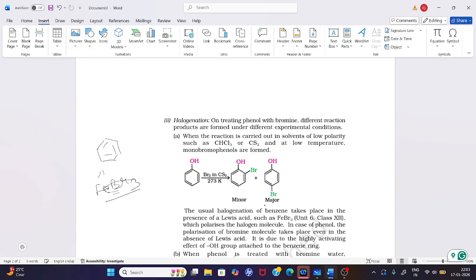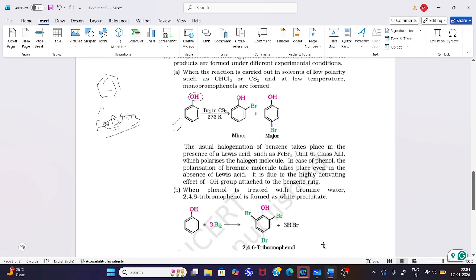We normally use this, but in case of phenol, it has the highly activating OH group. As we just saw how easily it activated the electron density at ortho and para positions, you do not need an external acid to facilitate the halogenation by the electrophilic bromine at the ortho and para positions. So the usual halogenation here does not need any Lewis acid. That's what it talks about.